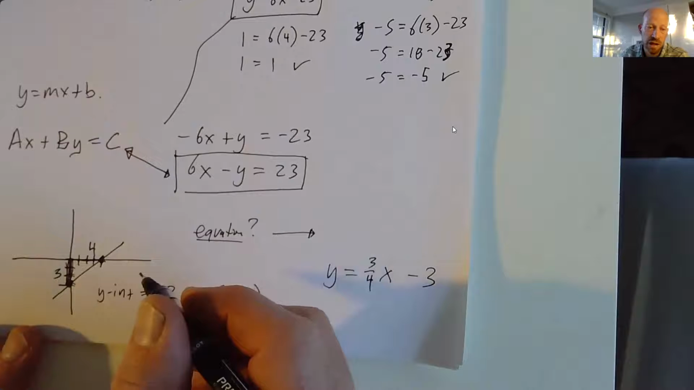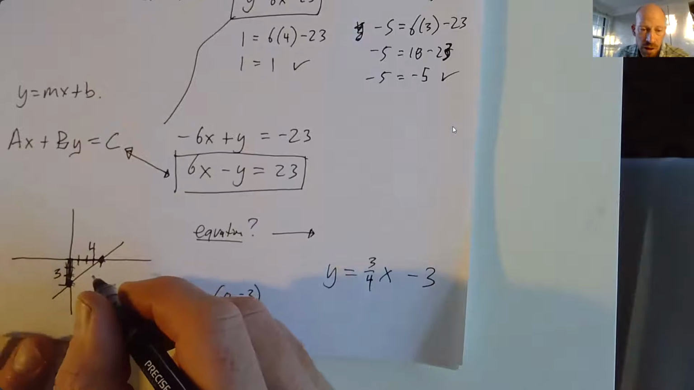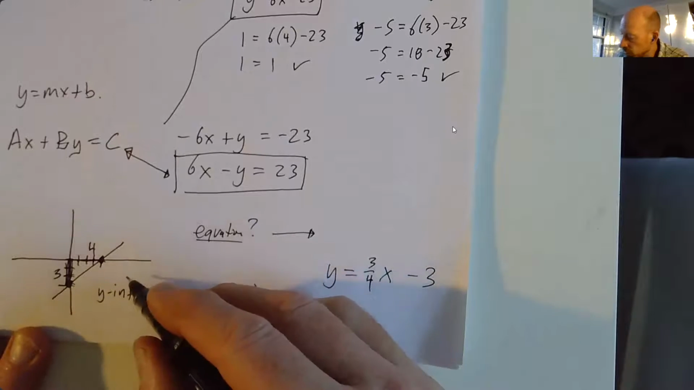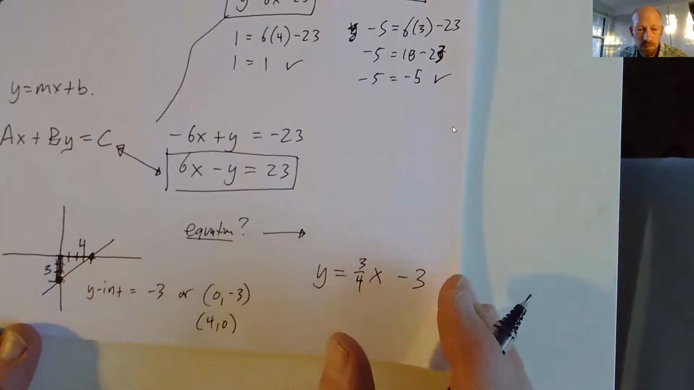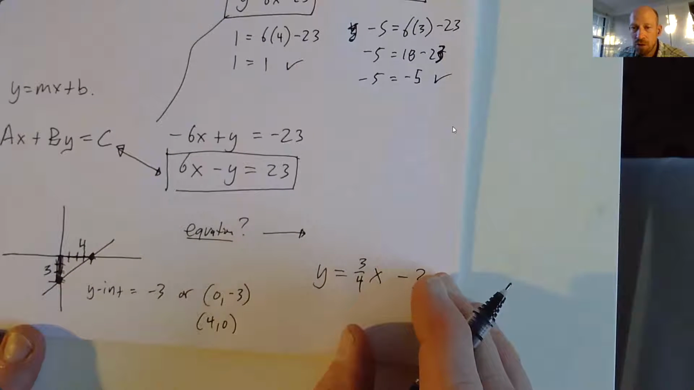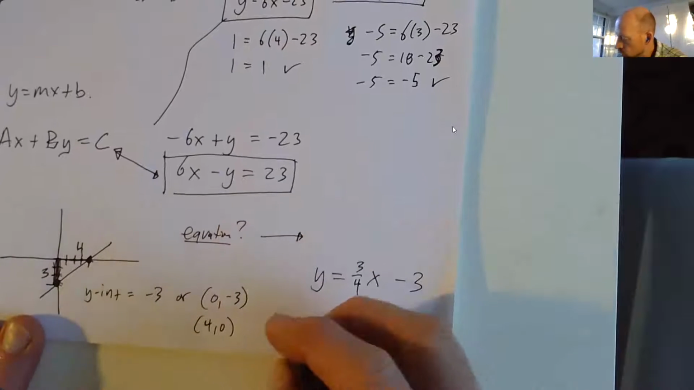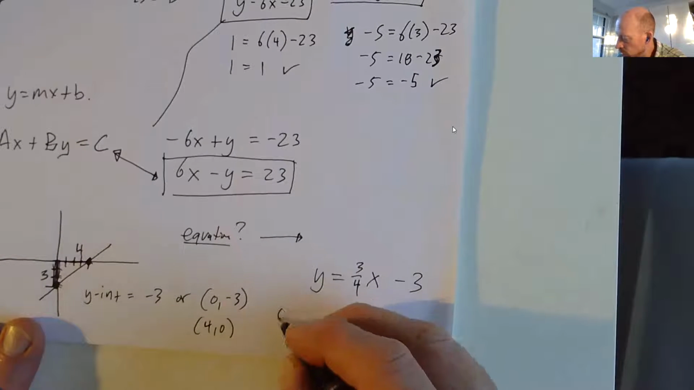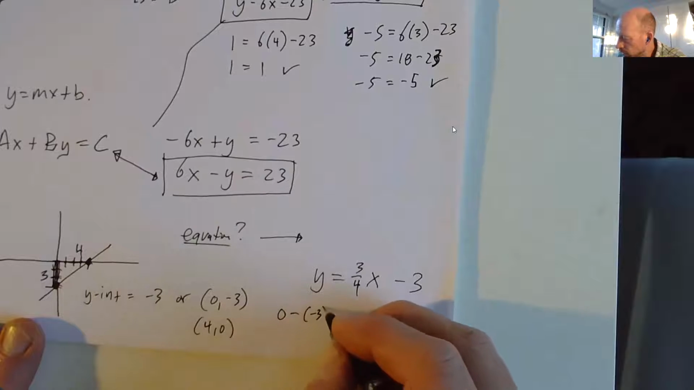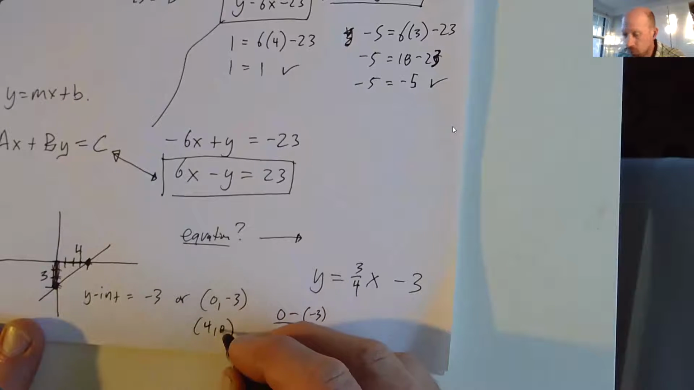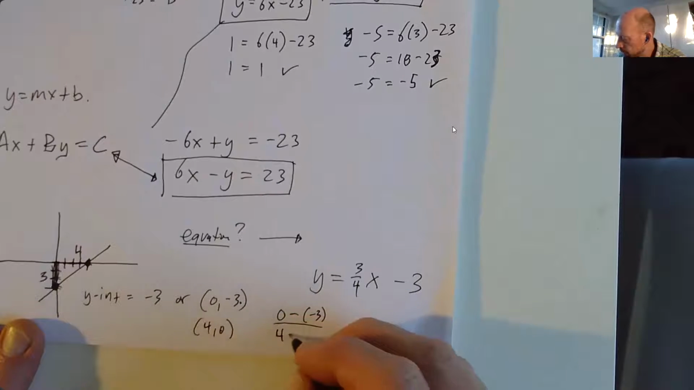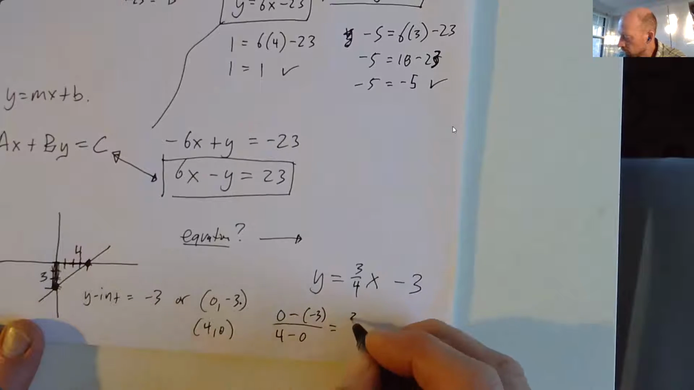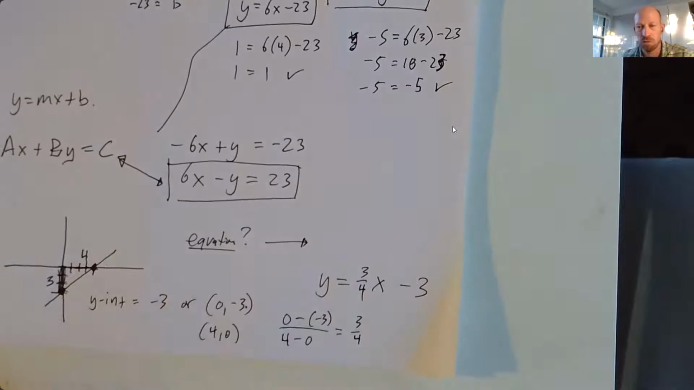You could also calculate the slope. My other point here is (4, 0). I know the x-intercept. So if I don't want to do that counting, I can also use that formula: y2 minus y1 over x2 minus x1. And you can see that'll give you the same thing, just 3/4.